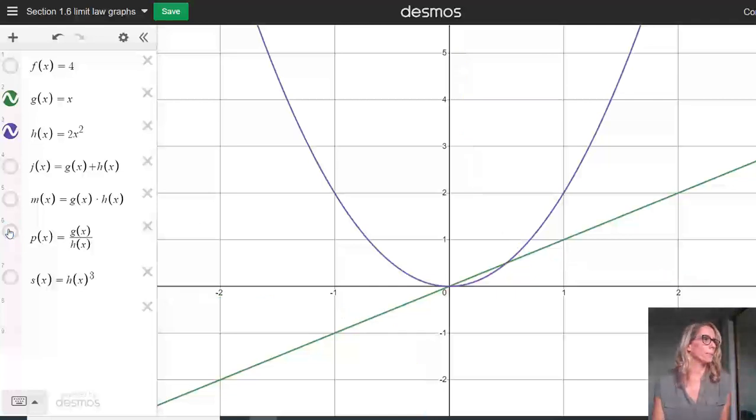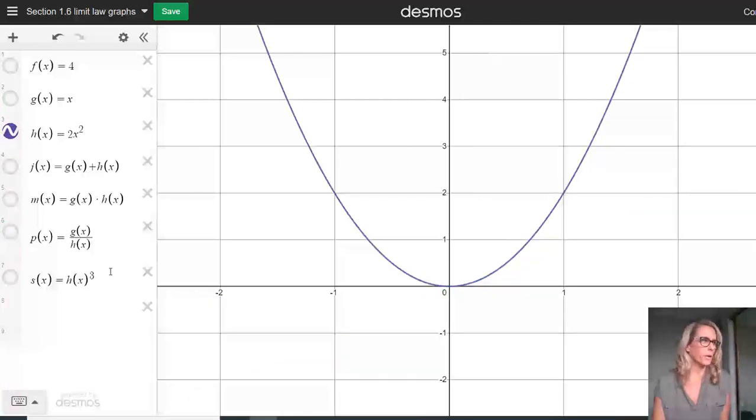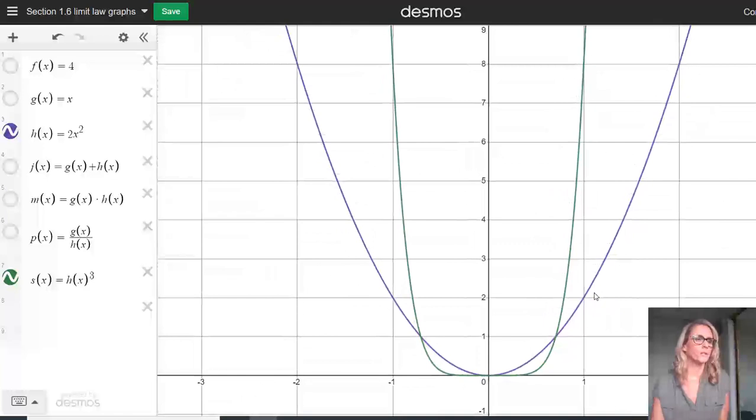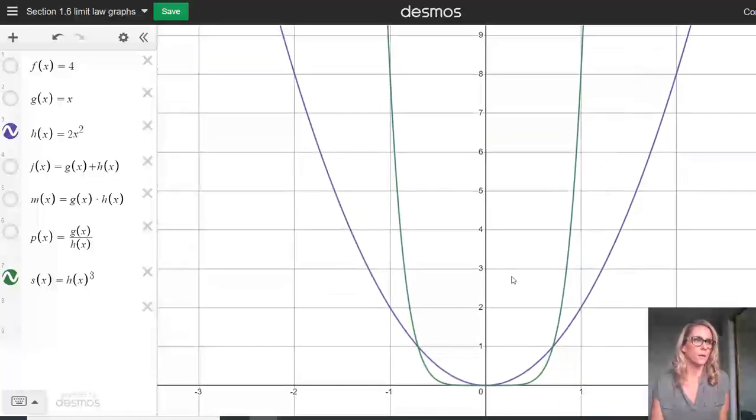And then the last example is simply our h of x, which is the 2x squared right here, if we were to cube it. So what I want you to see is that at 1, we have that limit of 2. But if we cube it, it's the same as just doing 2 cubed. And so the limit is now 8, which is 2 times 2 times 2, or 2 cubed. And that was property number 7.